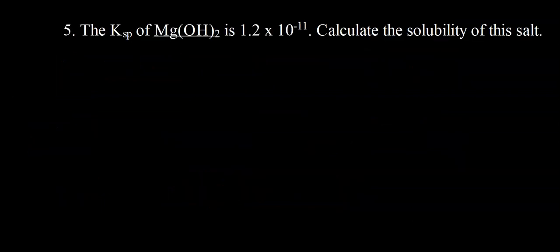Your turn. The Ksp of magnesium hydroxide is 1.2 times 10 to the negative 11th. Calculate the solubility of this salt. All right, go ahead and set it up similar to what we did last time. Pause the video and get your answers. Let's do both solubility in moles per liter and in grams per liter, just like last time. Pause now.